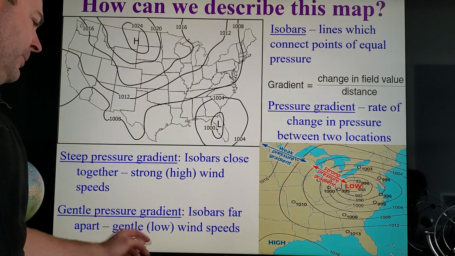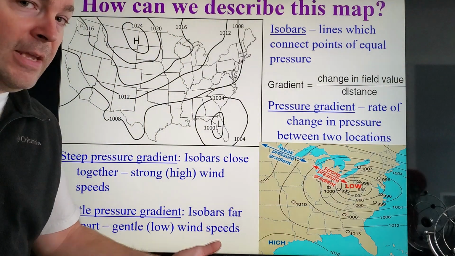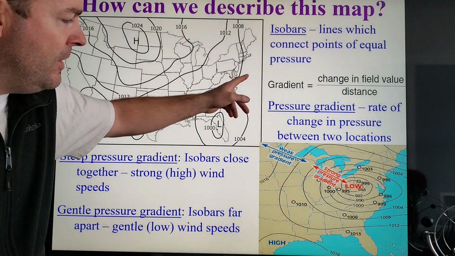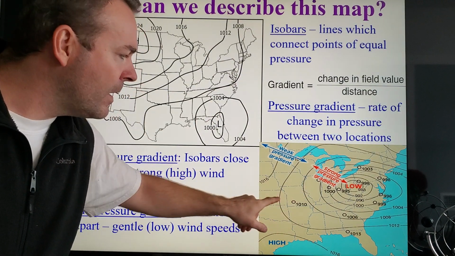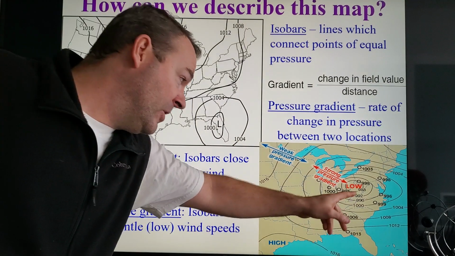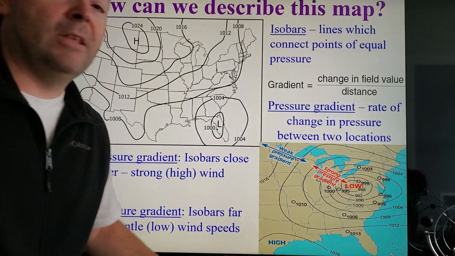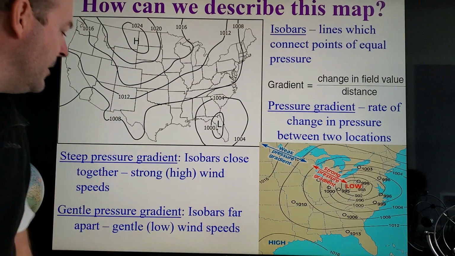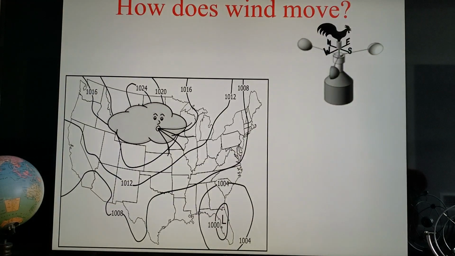If you have a gentle pressure gradient, well, there'll just be a gentle breeze, and that's when the lines are far apart, like here or like here. Okay, if the isobars are far apart, it's not going to be a windy day. If they're like this, like they were last week, it's going to be a very windy day. Okay, make sure you're getting your notes down there.